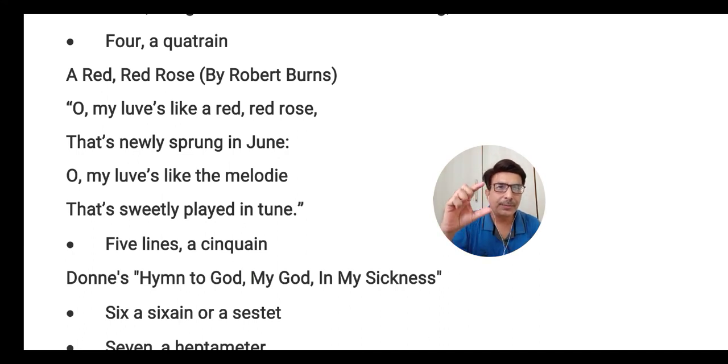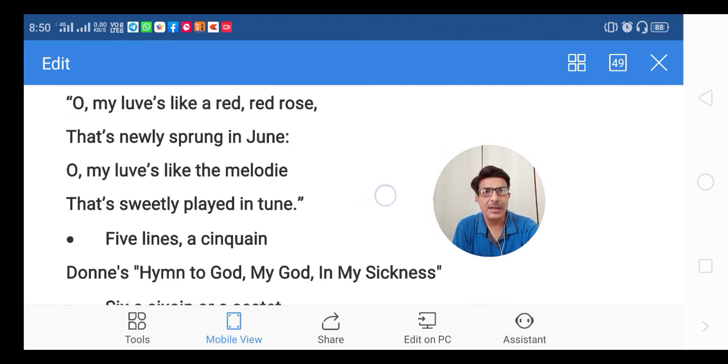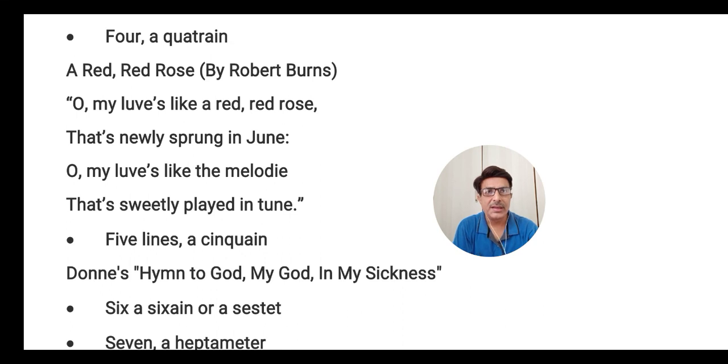So the group of 4 lines is called a quatrain. The rhyming scheme of this quatrain, you can see, is rose, June, melody and tune. So the rhyming is A, B, C, D, because June and tune both are rhyming.